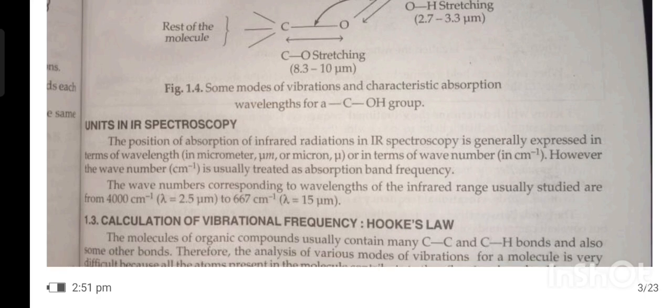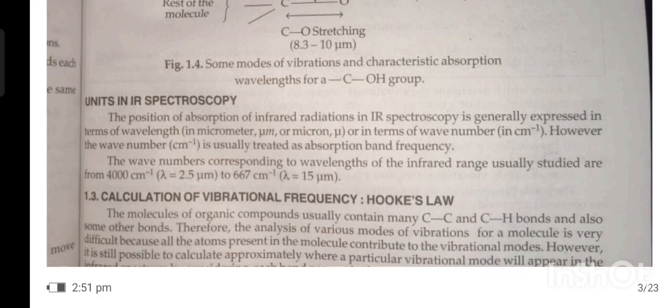Unit in IR spectroscopy. The position of absorption of infrared in IR spectroscopy is generally expressed in terms of wavelength or in terms of wave number. However, the wave number is usually treated as the absorption band frequency. The wave number corresponding to the wavelength of the infrared range usually studied is from 4000 centimeter inverse to 667 centimeter inverse.